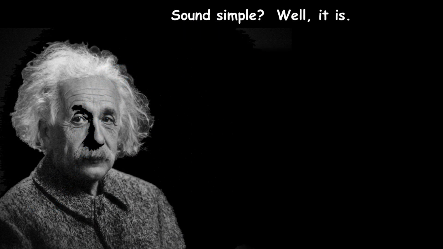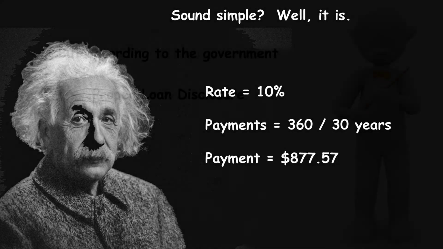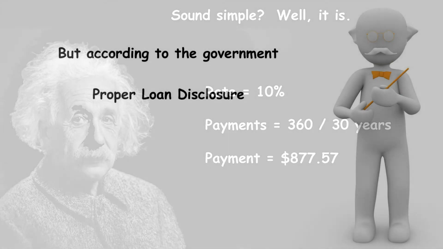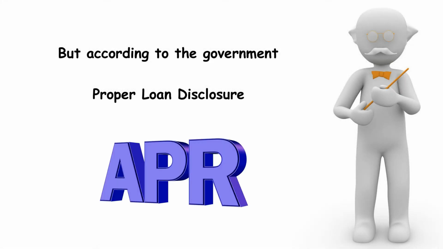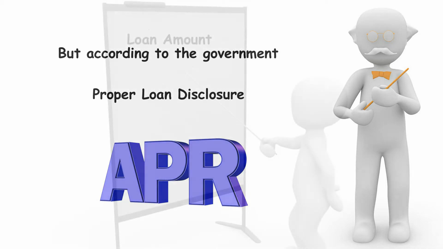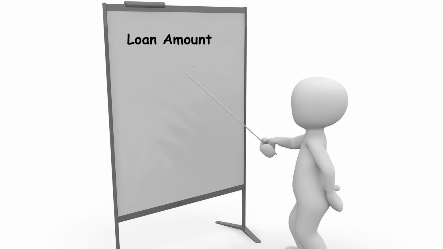You know what the rate is, how many payments you'll have to make, how much your payments are, and what the costs are. But according to the government, we now have to do a proper loan disclosure and disclose the annual percentage rate, among other things. So here we go. Remember that loan amount? Well, we're not going to use that when we're disclosing this loan. We're going to use a new term called the amount financed instead.